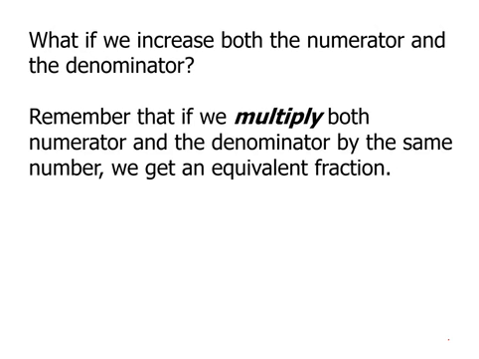Another way that we could change them is to multiply them both. Of course, if we multiply numerator and denominator by the same number, we get an equivalent fraction, as we've discussed already. So for example, 3 over 7, if we multiply numerator and denominator by 12, we get 36 over 84. Those two are 100% mathematically equal. They have exactly the same value.